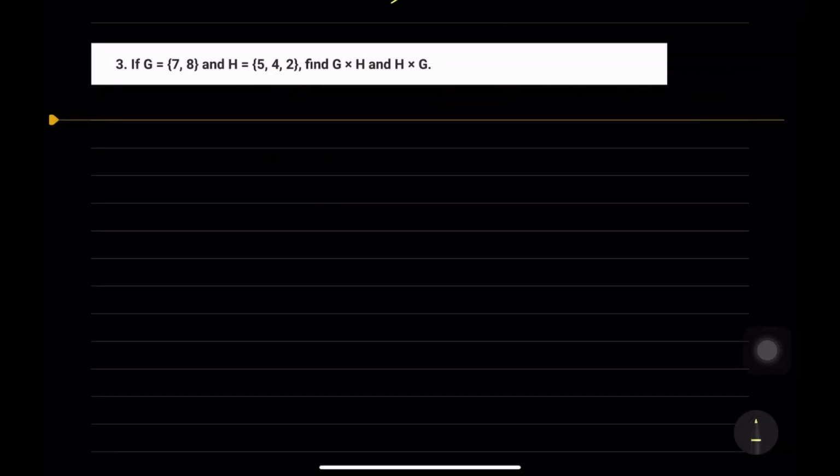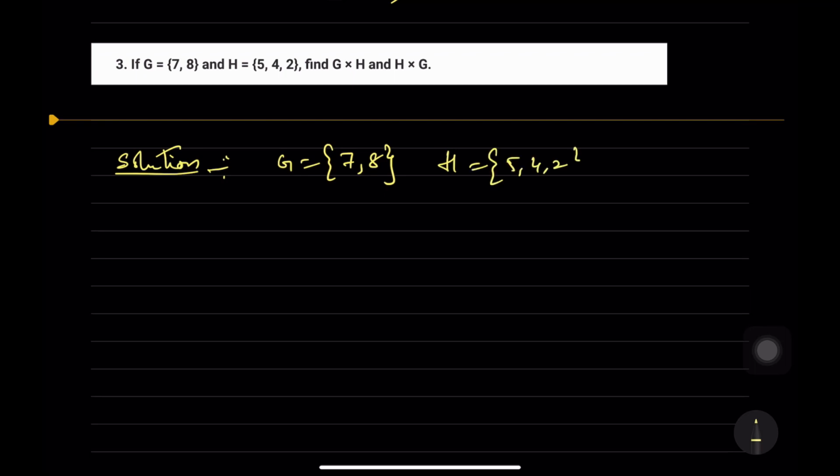So going into the third problem, if G is equal to {7, 8} and H is equal to {5, 4, 2}, then the Cartesian products G cross H and H cross G we have to find out. So here is the solution for this third problem. You are given that G is equal to {7, 8} and H is equal to {5, 4, 2}. So now how do we write G cross H?